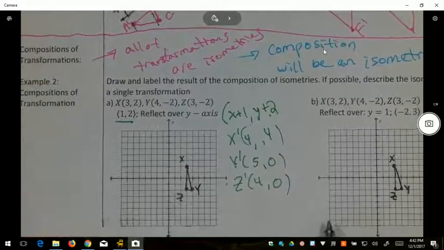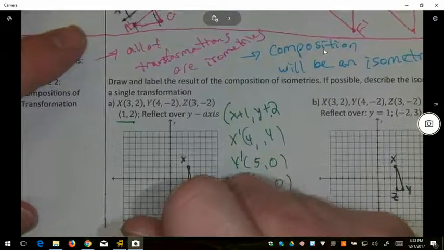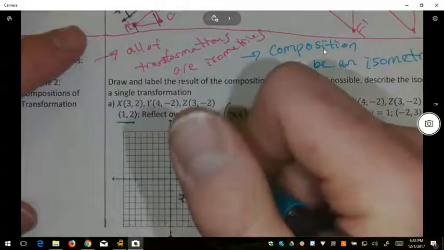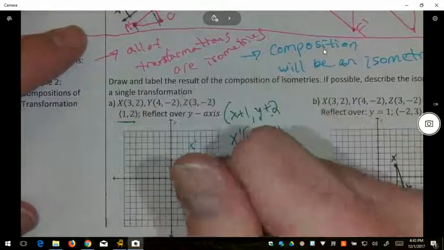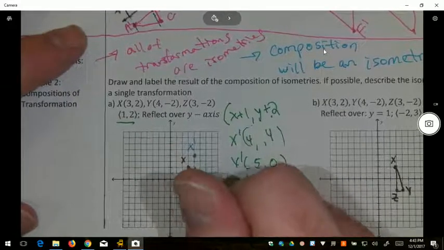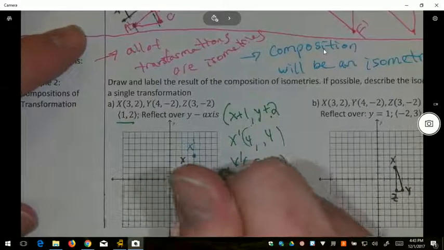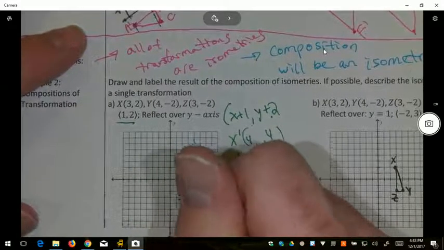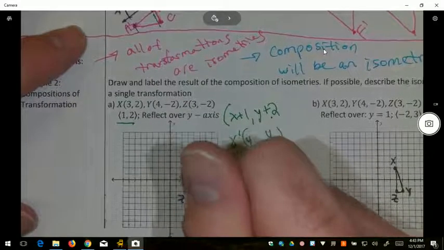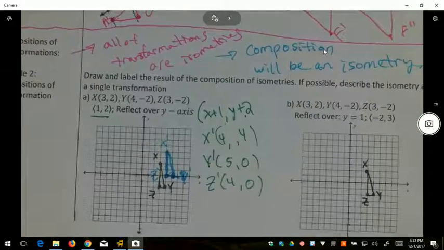Now we do have to plot that though to show what happened. So we have 4, 4, 1, 2, 3, 4. Okay, there's X prime. It might be easy with this particular one just to move it right 1 and up 2. There's Y prime, Z prime, right 1 up 2. There's Z prime. Y prime was right here. So we've got all 3 of our points.